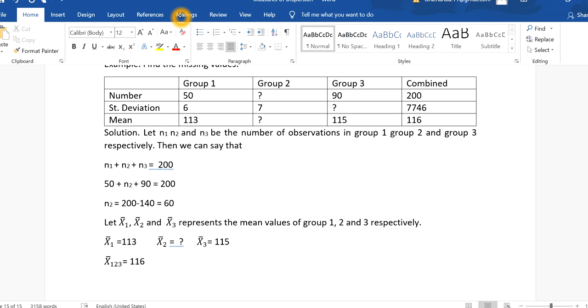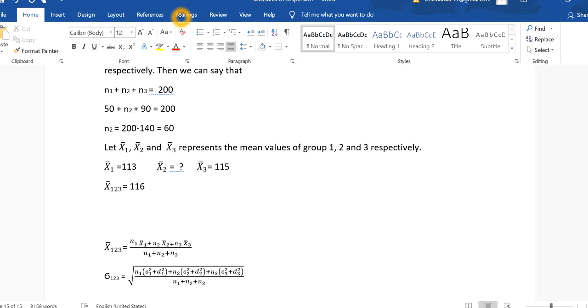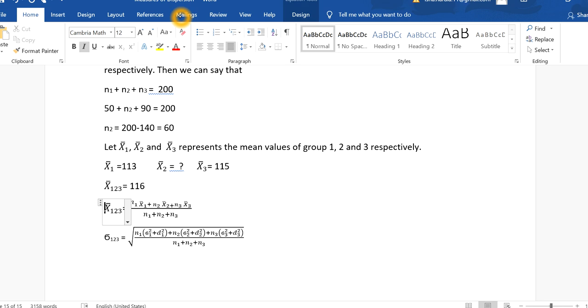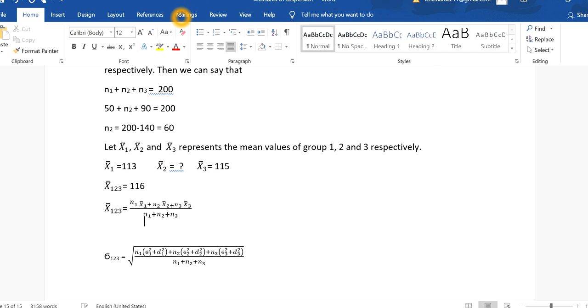If one value, x bar 2, is missing, then we can directly apply the formula of combined mean. So this is the formula for the combined mean of 3 data sets. The formula is n1, the number of observations in group 1, times x bar 1, the mean of group 1, plus n2 times x bar 2, the mean of the second group, plus n3 times x bar 3, the mean of the third group, divided by n1 plus n2 plus n3, right? So now we will apply this formula and put all the values in it.